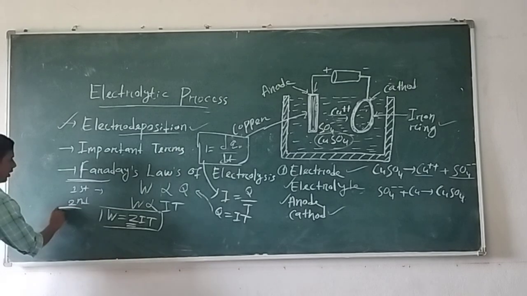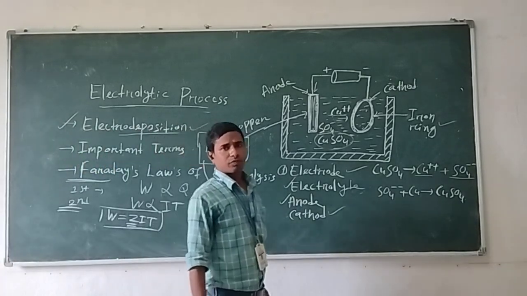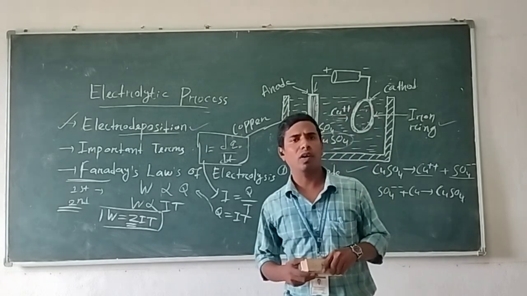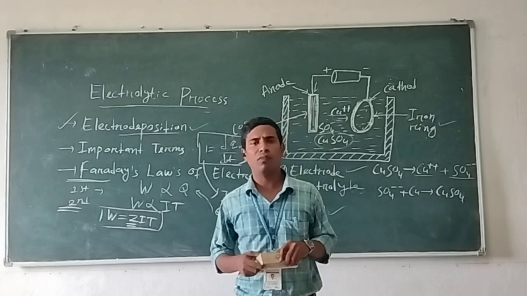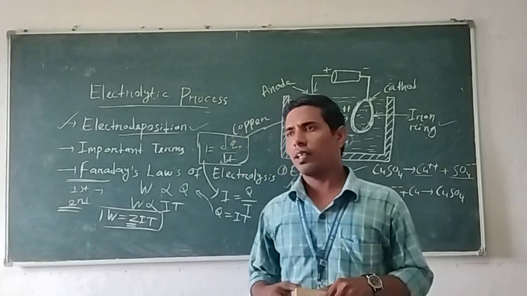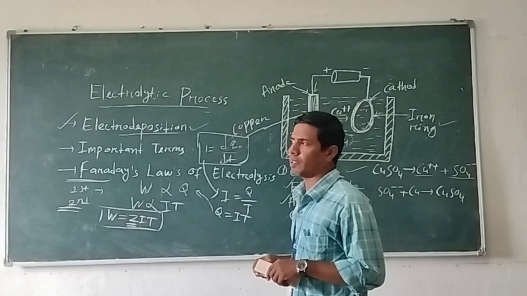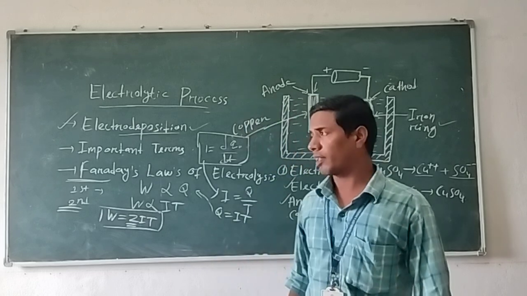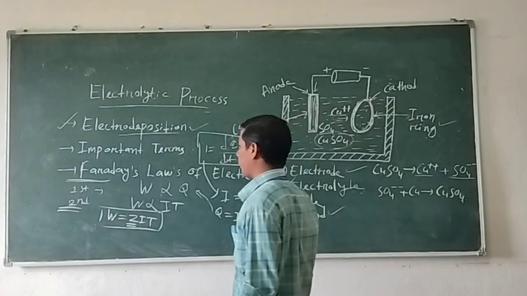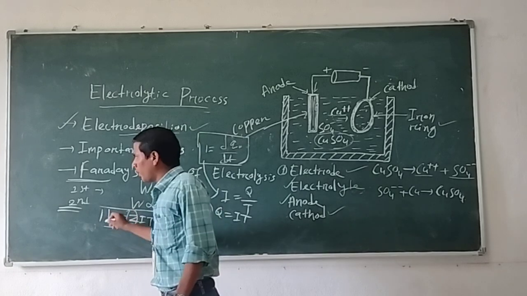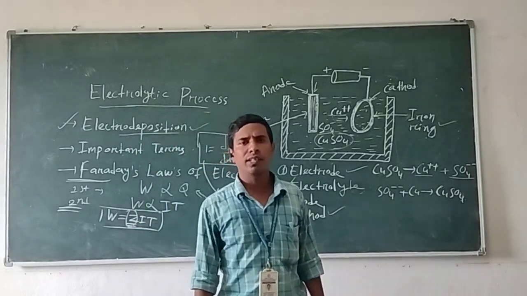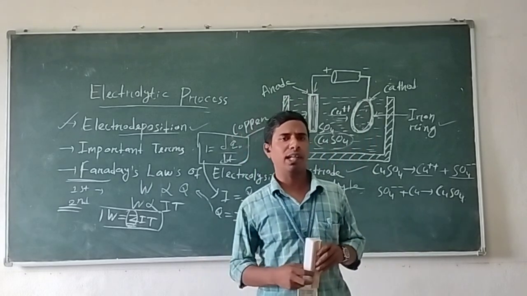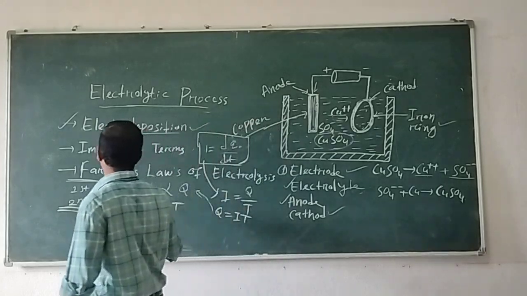And the second law says that if we supply the same amount of current through different substances, then the weights liberated are proportional to their electrochemical equivalents, that is, proportional to Z. Now we will solve a simple numerical to understand it better.